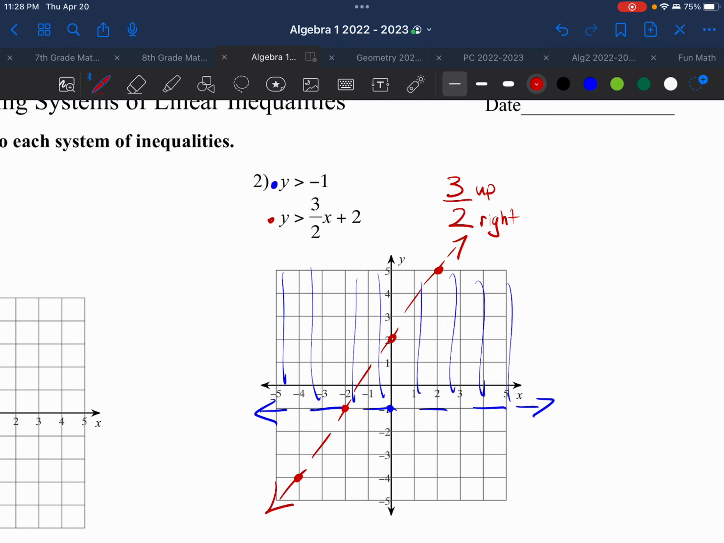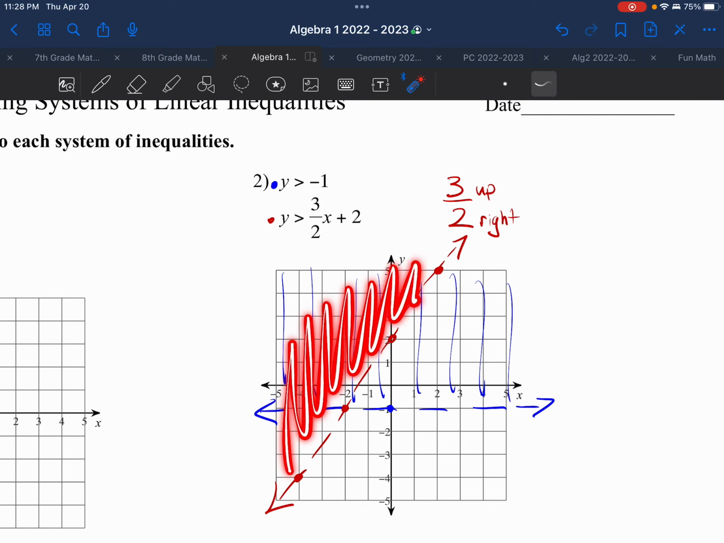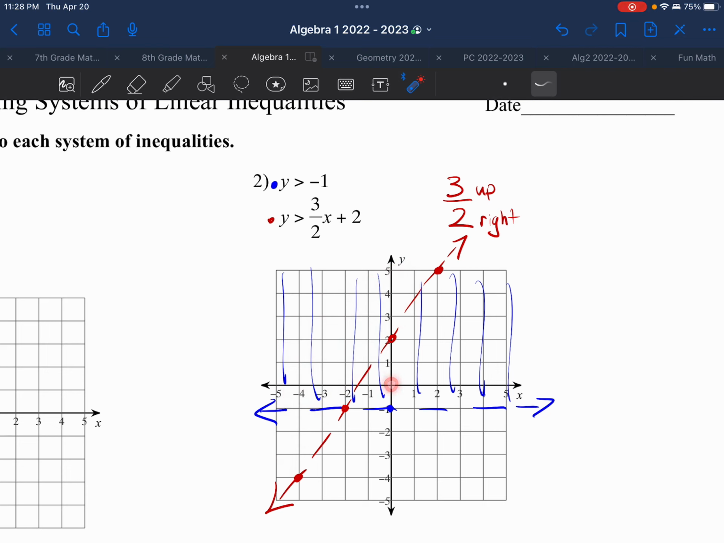And then we need to ask ourselves, well, there is a shortcut for whenever you have slope-intercept form, which is if this is a greater than, it's above. So I know that it is going to be above right here, but just to prove it to you, I'm going to do a test point. I'm going to plug in 0, 0. So if I do that, I'm going to get 0 is greater than 3 halves of 0 plus 2. All of you cancel out, and 0 is greater than 2, and that's a sad face.